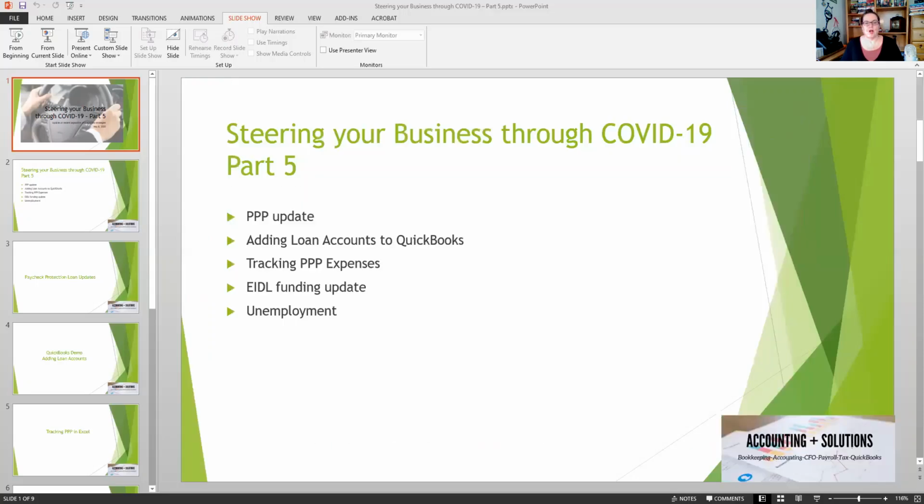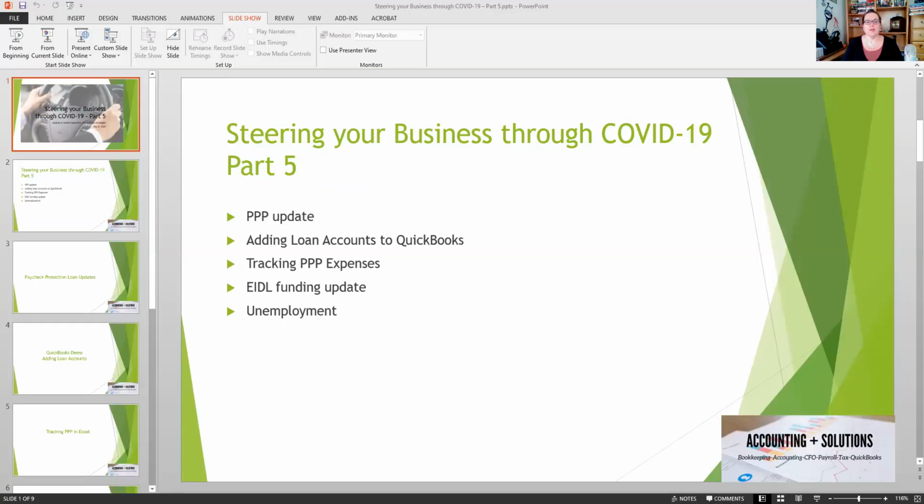What we're going to talk about today is going to be an update again on the PPP, which is the Paycheck Protection Program that is still going on. We're going to talk about some detailed information on how to actually put the accounts that you need to track these into your QuickBooks file for both QuickBooks Desktop and QuickBooks Online. We've gotten several questions on that.